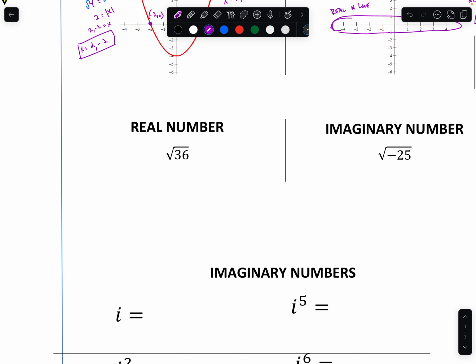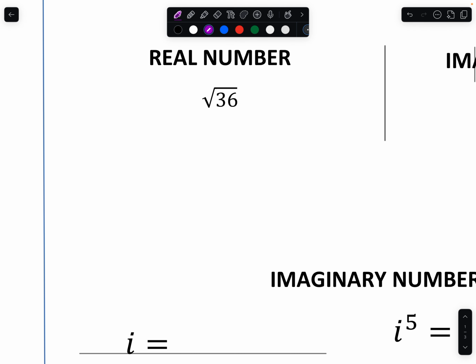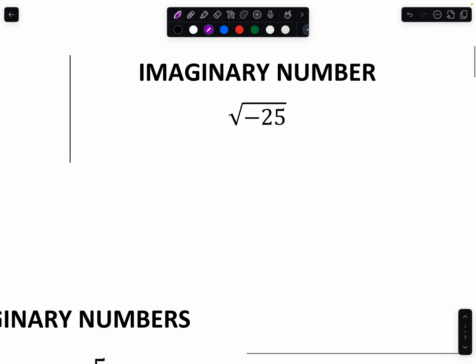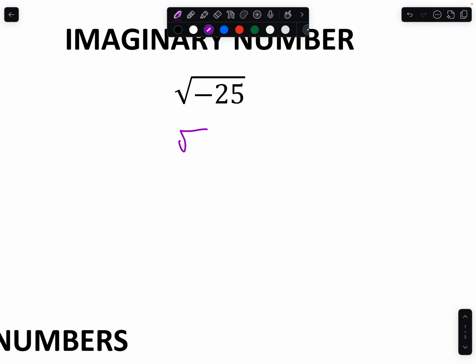Okay, so now we have our real and imaginary numbers. Just some review of how to simplify a radical. This one is a perfect square, so I can just say the square root of 36 is 6. This one, I would break it down into negative 1 times 25. Anytime there's a negative under the square root, we're going to do it this way. The square root of negative 1 is i. The square root of 25, well, that's a perfect square. So the answer to that is 5i.